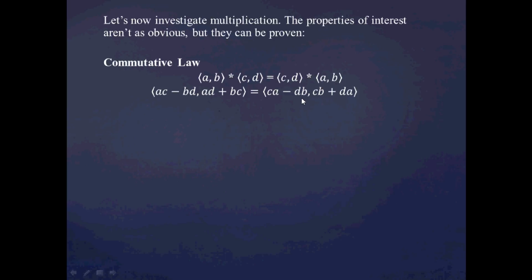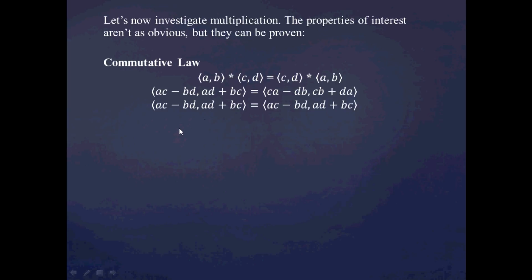I apply the definition to the right-hand side, so I get CA minus DB, CB plus DA. And since I know for the real numbers, addition and multiplication are commutative, I could just switch all this stuff around. So instead of CA, I can write that as AC, DB, I can write that as BD. And I can switch the order of these two. And I can also switch the order over addition. So I can write this entire second component as AD plus BC. And indeed, we get equality between the two sides.